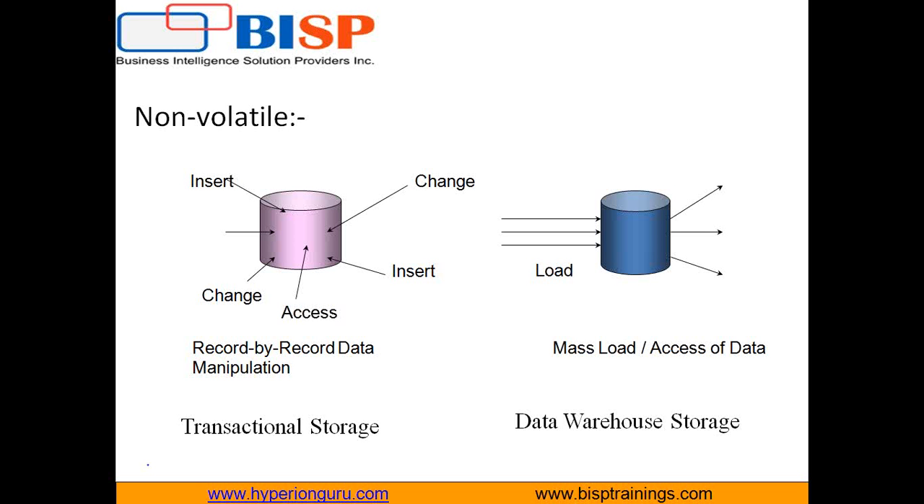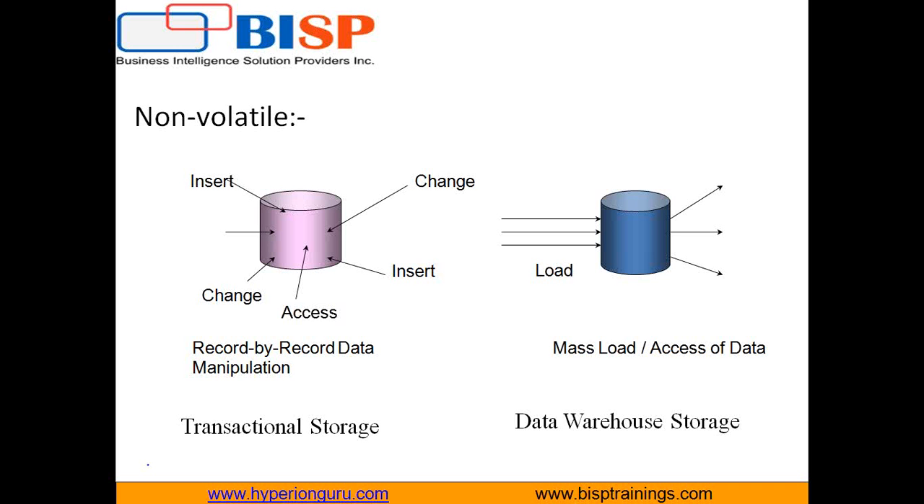There may be a flag or some attributes to identify that this is the data which is present recently and this is the data which is deleted. But that means there will be a soft deletion process. There will be no hard deletion in the data warehouse. That's why it is called non-volatile.